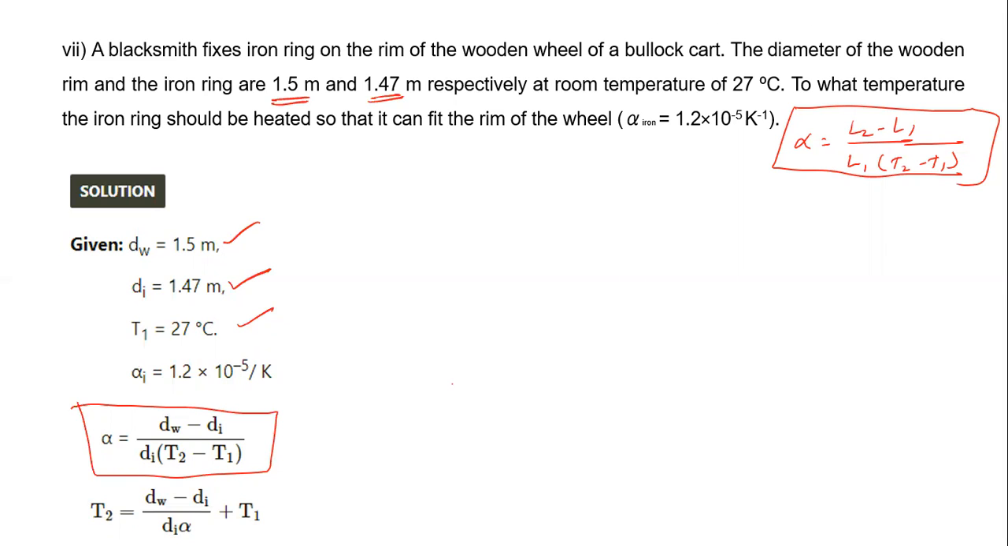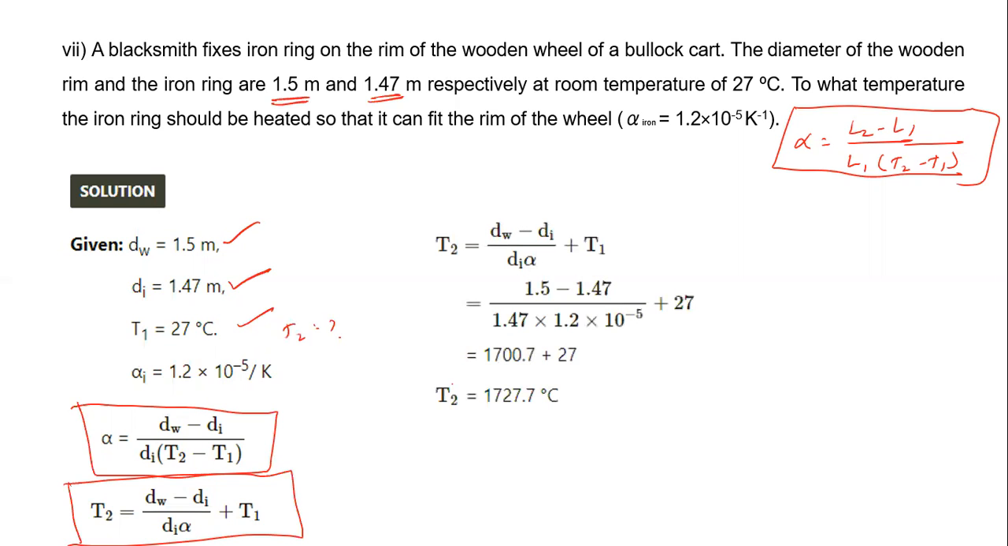(T2 minus T1). And we have to find out at what temperature we have to heat, meaning T2 is the question mark. If we rearrange the terms, we get a formula for T2, and we get that T2 after substituting the values. Let me substitute the values: dW, the diameter of the wooden ring, then iron, and then alpha. After solving this, we get the temperature. So at this temperature, we have to heat this iron ring so that it can fit in the wood.